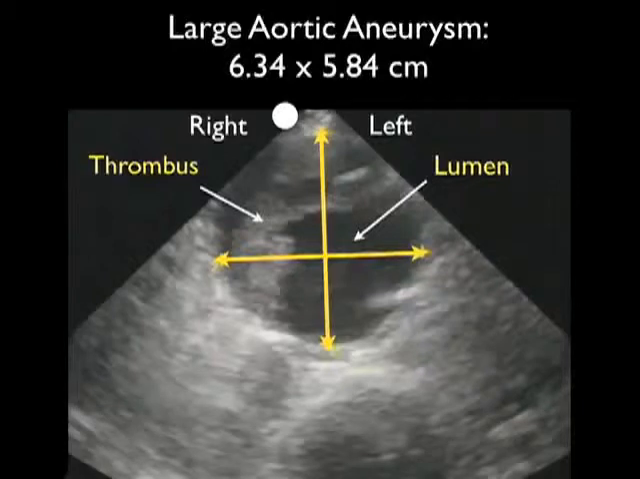Next, we'll measure this AAA, and here we've placed our calipers from outer wall to outer wall in a short axis configuration, and we come up with an aneurysm of 6.3 by 5.8 centimeters, again meeting the criteria of a very large AAA greater than 3 centimeters.